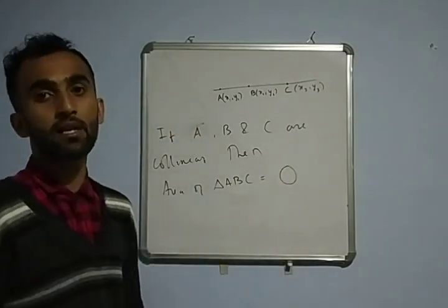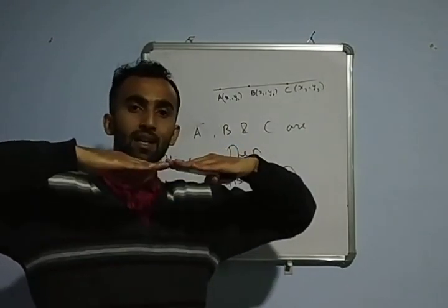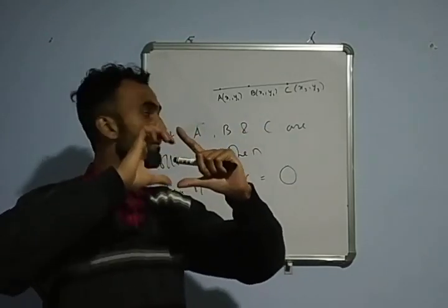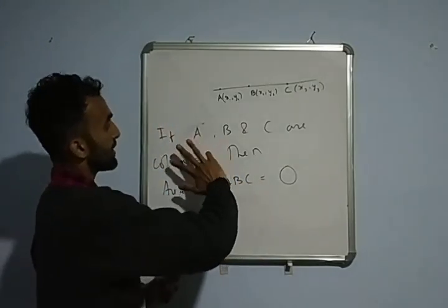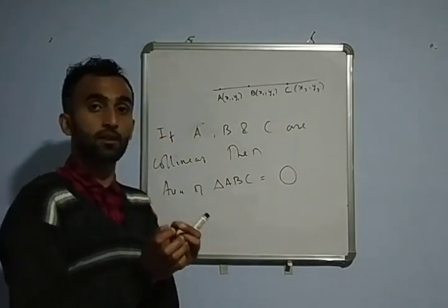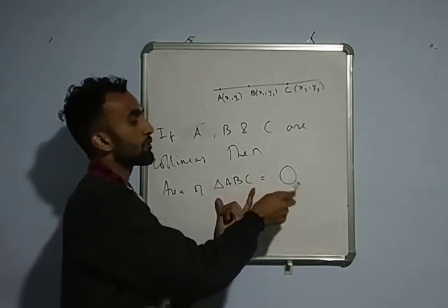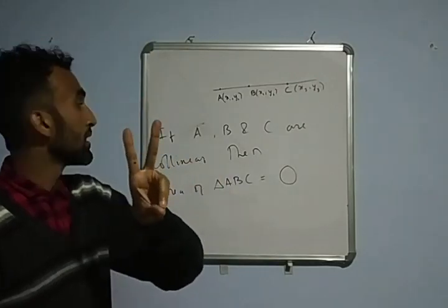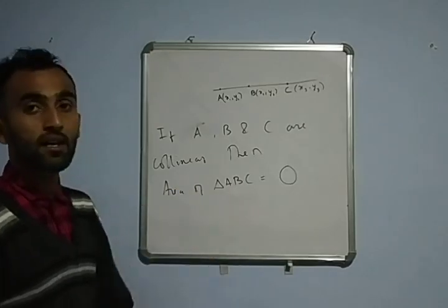Remember, collinear means what? 3 points are collinear, they are lying in the same line. If they lie in the same line, they are not enclosing any area. Because there are 3 points, we can draw a triangle. Yes or no? Now, the area of that triangle will be equal to 0 because it is collinear. So, there are 2 methods of finding out whether 3 points are collinear or not. One is by distance formula, another is by area formula.